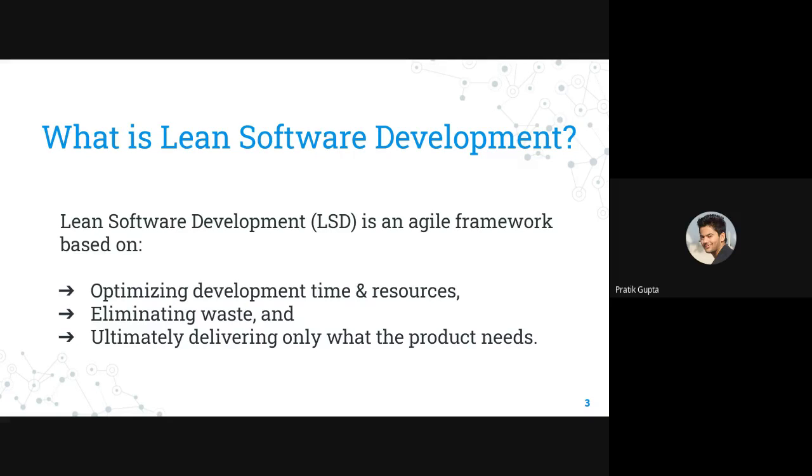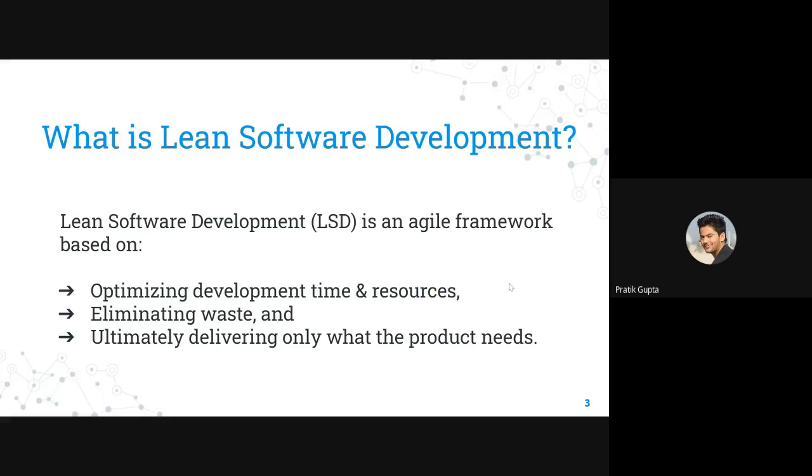But what we do in agile, we provide the product in small increments, small iterations. We develop a feature in a sprint cycle. Let's say we are delivering one or two features in every one week sprint. So it focuses on optimizing the development time and resources. You are better utilizing the time of the developers also. Side by side, you are eliminating the waste.